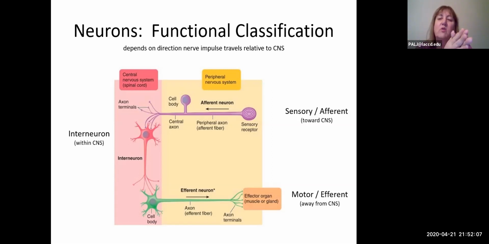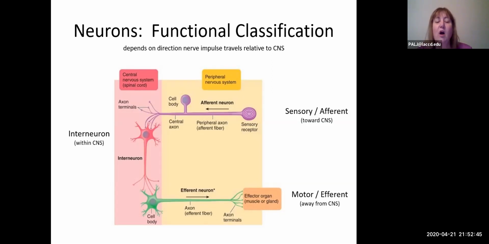So the general categories of their jobs is called the functional classification. Every neuron in your body can be classified functionally and structurally. They're not mutually exclusive. You give every neuron both. So functional classification, if they are carrying information towards the central nervous system, that means they're carrying sensory information. So we would call it a sensory neuron. And another way of saying that is afferent neuron.